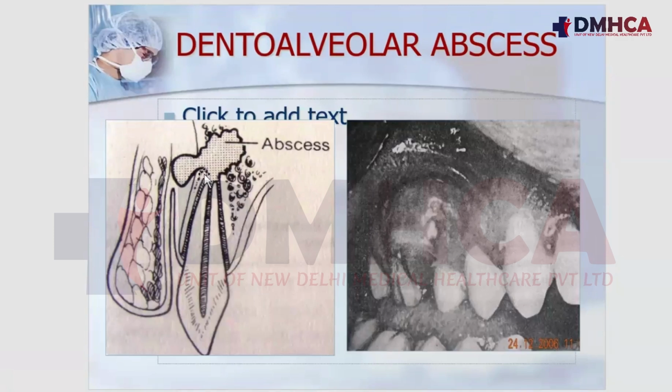Again, the dentoalveolar abscess: the major source of the dentoalveolar abscess is the pulp chamber. Mostly it is periapical, but a periodontal abscess can also lead to a dentoalveolar abscess. Usually the point from where it will come out mostly depends on the thickness of the cortical bone and the position of the tooth.